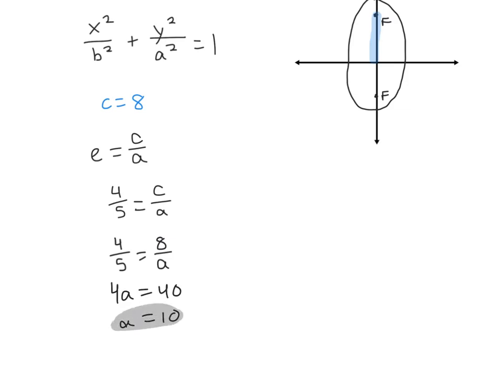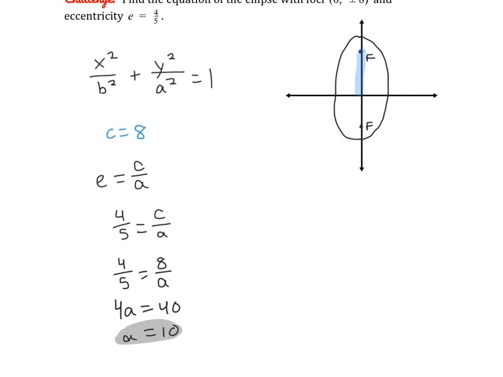So we have found our a value, which we'll use in our formula, but we still need to find our b value, which we can find using our other formula, c squared equals a squared minus b squared. So 64 equals 100 minus b squared. So we end up with b equals 6.